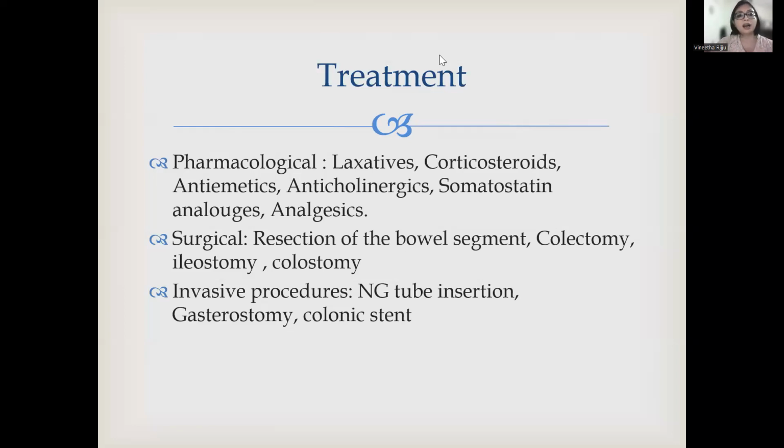Then we have also corticosteroids. So what is the action of corticosteroids here? Why do we want to give corticosteroids for a patient with malignant bowel obstruction?